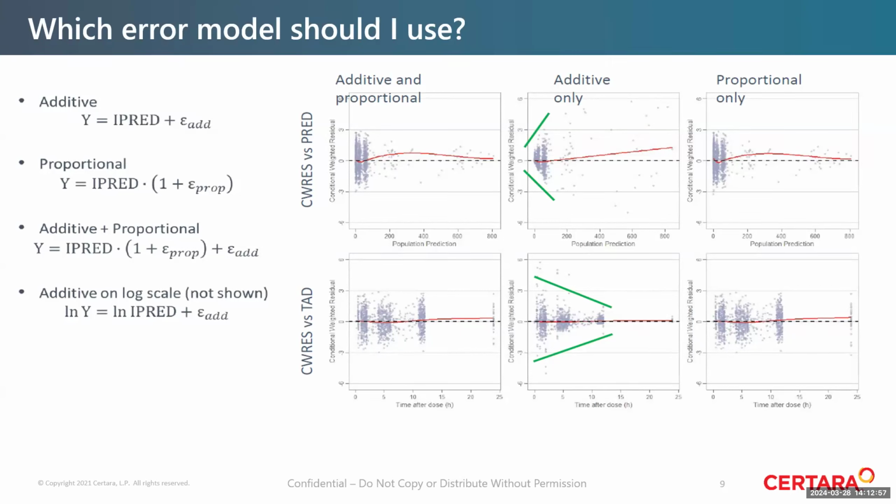And there's also a way to check which error model to use. You can have the additive and proportional plots, or you can have additive only plots or proportional only plots.